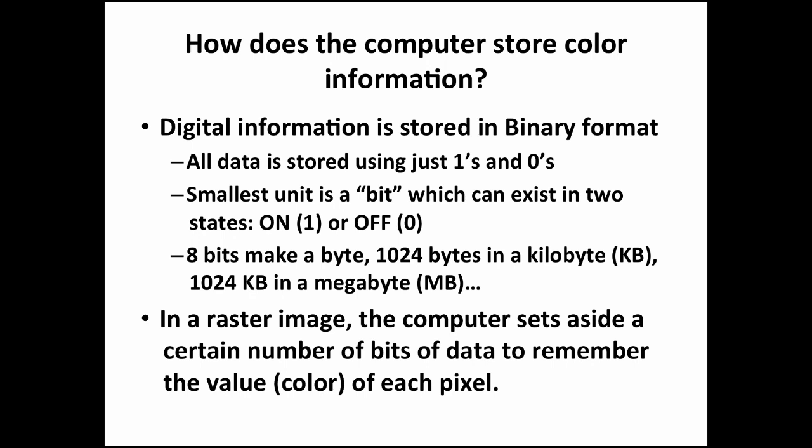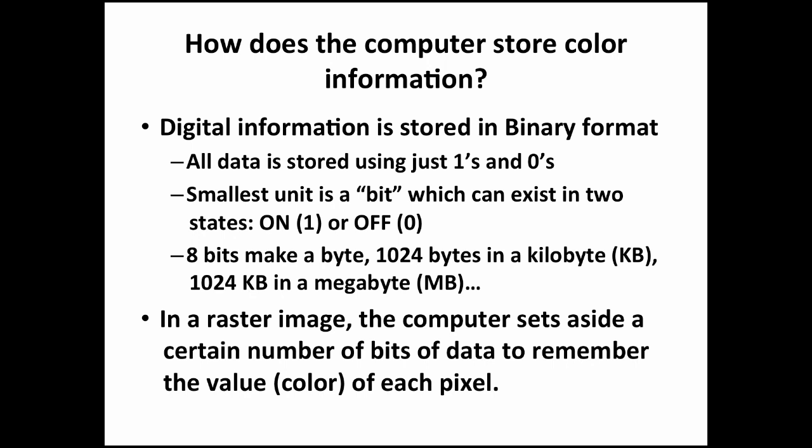All digital information is stored in what's called binary format. The word binary actually comes from the Latin, and it means 2 by 2, or in groups of 2. And what this means is it's actually a type of math that uses just 2 values, ones and zeros. So all data in a digital file is stored by saving just long strings of ones and zeros.